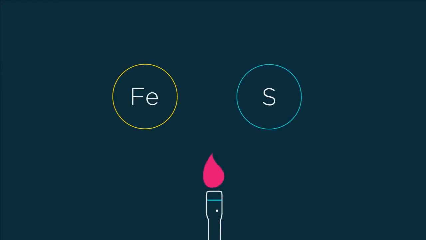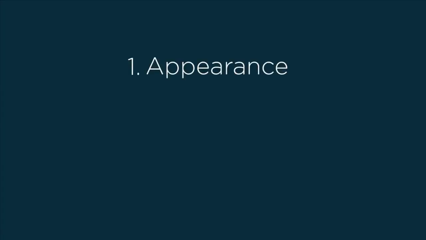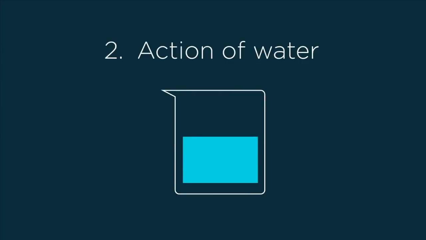Heating the mixture of iron and sulfur causes the iron and sulfur to bond chemically to form the compound iron(II) sulfide. Now, let us look at how the compound iron(II) sulfide behaves in the 4 tests. Test 1. The compound iron(II) sulfide is a black solid, so it appears different from that of iron and sulfur. Test 2. Action of water. In water, the iron(II) sulfide compound sinks and there is no separation.